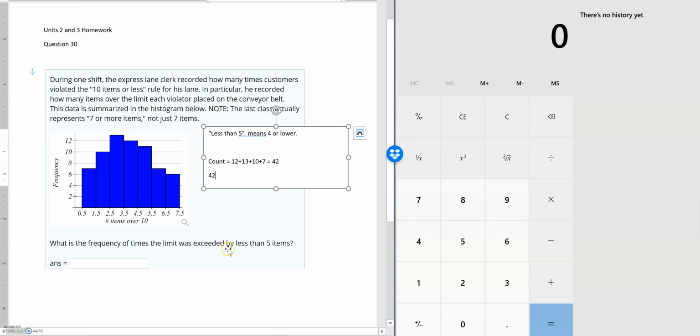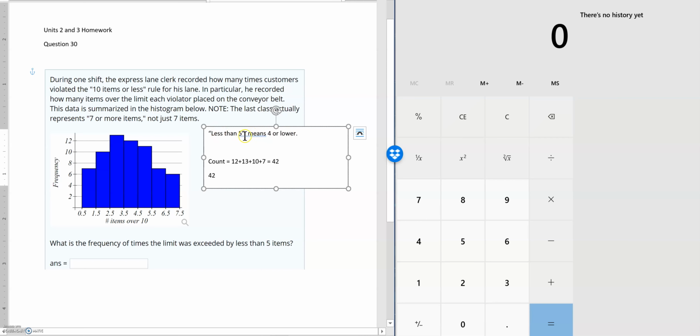Alright, so let's see what this question is asking. It is saying, what is the frequency of times? Remember, frequency is another word for the number of times. The limit was exceeded by less than 5 items. So the tricky part here is, what does it mean less than 5? So less than 5 here would mean 4 or lower.